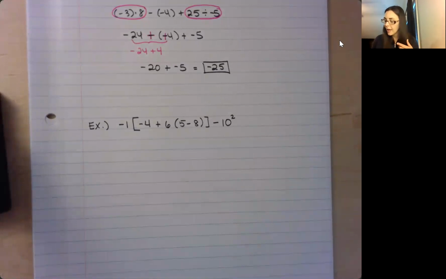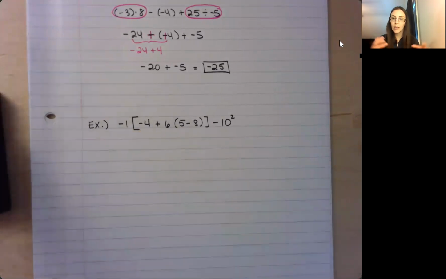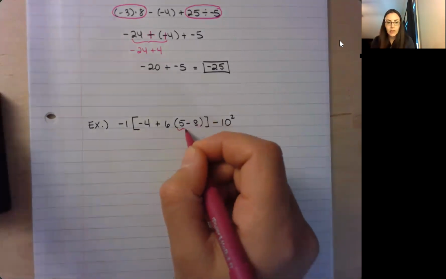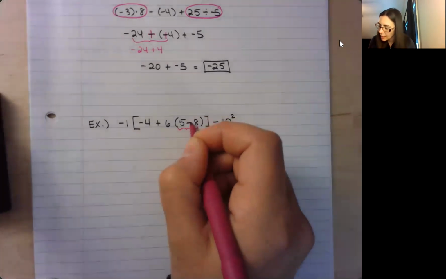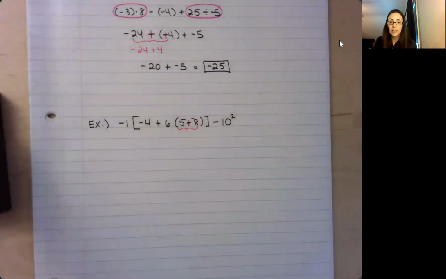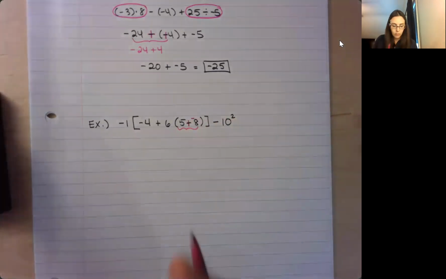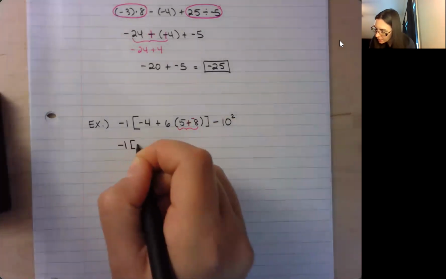So here's where we have parentheses inside of brackets. When you have grouping symbols that are nested like this, one inside of another, you work inside to outside. So I'm going to start right here on the innermost parentheses. I do see subtraction, so I'm going to change it to addition. I'm going to change that positive 8 to negative 8. And I'm going to simplify that first. So let's just rewrite everything else, being careful to stay in order.